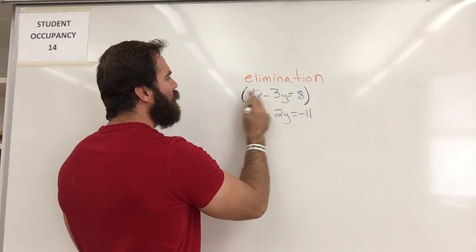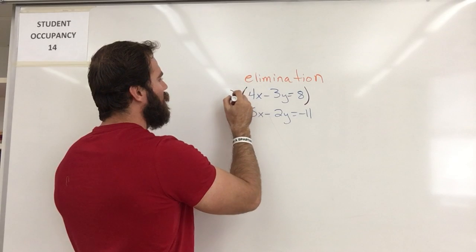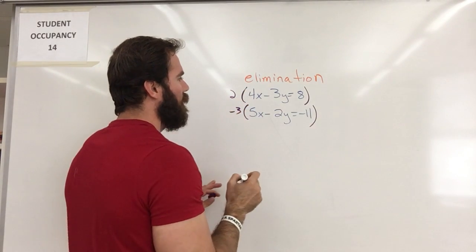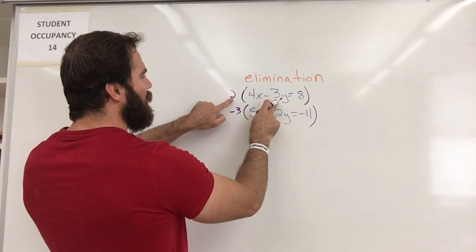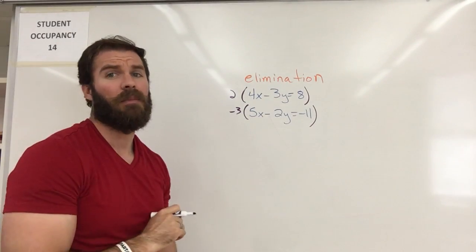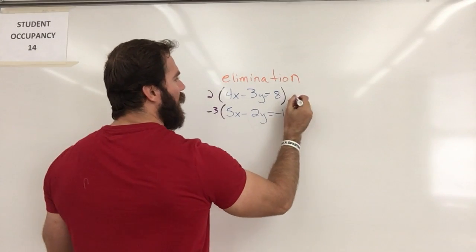I'm going to multiply this whole equation by 2. I'm going to multiply this whole equation by negative 3. Because that is going to make this a negative 6y and this a positive 6y. Then I can eliminate them. So let's go ahead and do that.